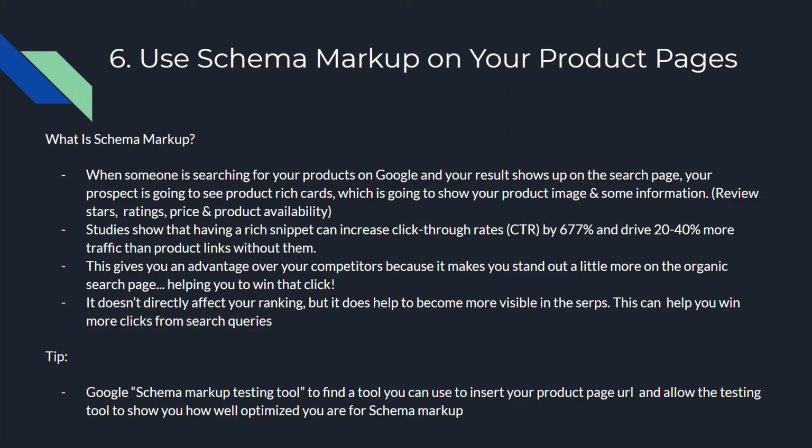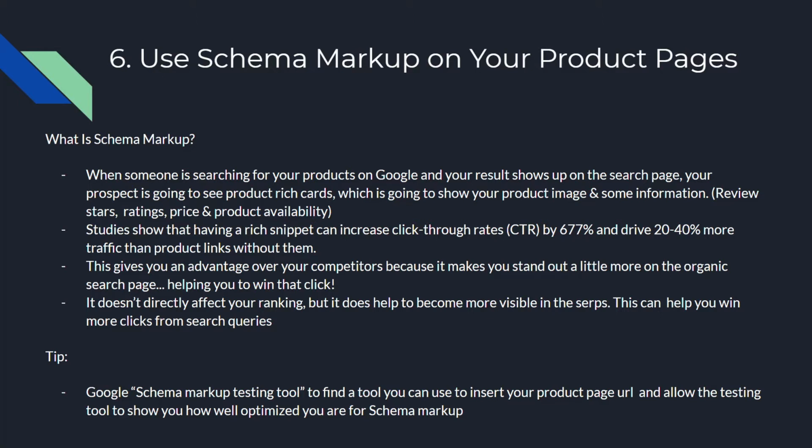Okay guys, moving on to point 6: use schema markup in your product pages. For those of you that don't know schema markup, when someone is searching for your products on Google and your result shows up on the search page, your prospect is going to see product rich cards, which show your product image and some information. You can see review stars, ratings, even price and product availability within the search results of each listing that has it enabled.